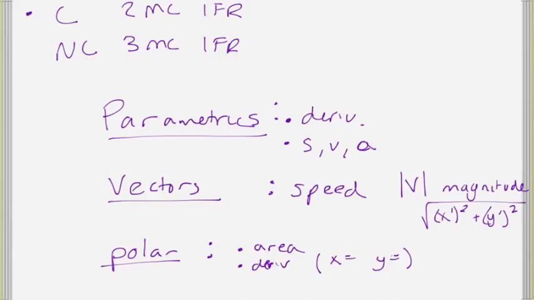All right, so let's think about some examples. So parametrics, let's say x is equal to 1 plus 2t squared, and y is equal to the cosine of t.